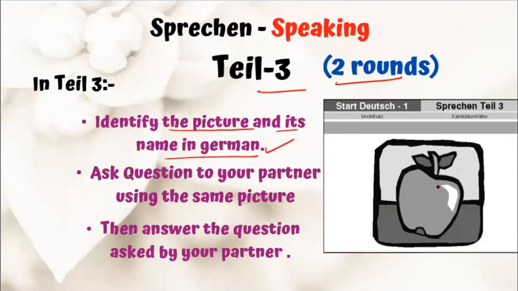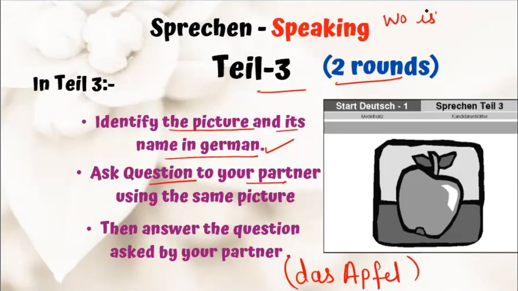So this is an apple, and apple is called Apfel in German. Der Apfel. Okay, the apple. So you have to ask a question to your partner. There's no theme given. You can ask any question, as simple as: Wo ist der Apfel? Like, where is the apple? You can ask this simple question.